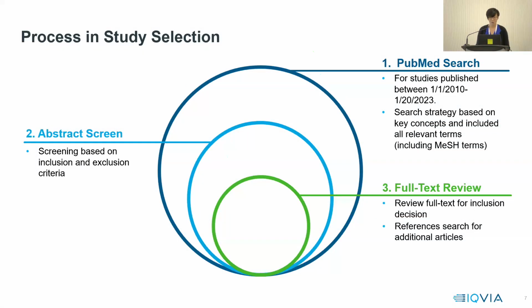So like all systematic literature reviews, we did a systematic literature search in PubMed starting 2010, so relatively recent. We did an abstract screening, and then we reviewed the full text of the included ones. And also, to be more comprehensive, we also searched the references of the included full texts.